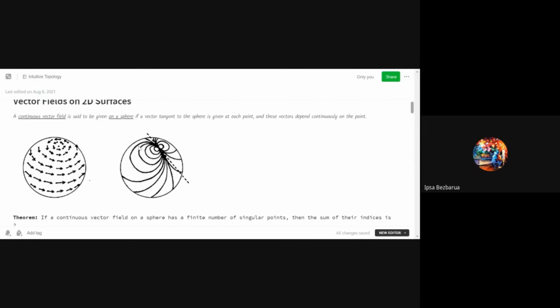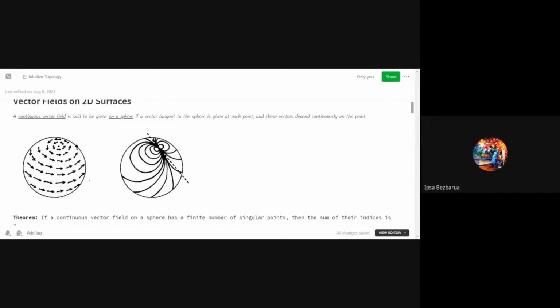And on the figure on the right, I have a continuous vector field with just one singular point. And the way they've been able to draw this vector field is such that the index of the singular point is 2. This is one rotation and this is another rotation. So overall 2.